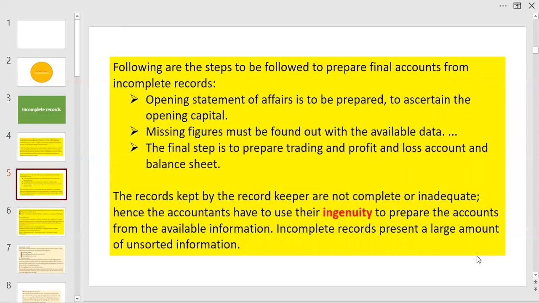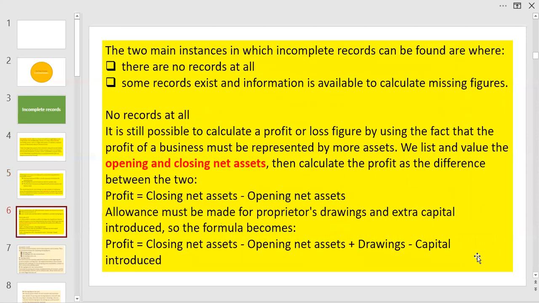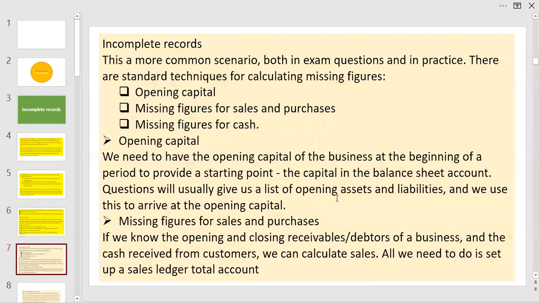There can be two situations. One is no records at all. Say, for example, if you have the opening and the closing net assets of the business, you can arrive at the profit, subject to any introduction of capital or withdrawal of capital. The second situation is where records are there but not complete. There are a few standard techniques with which this can be resolved.